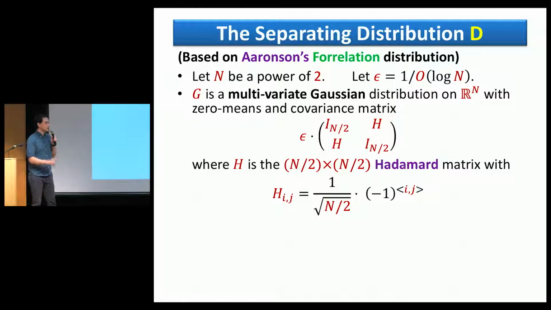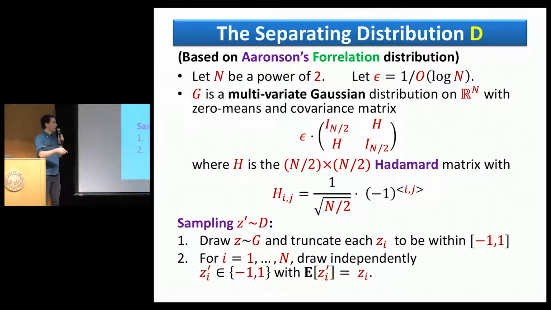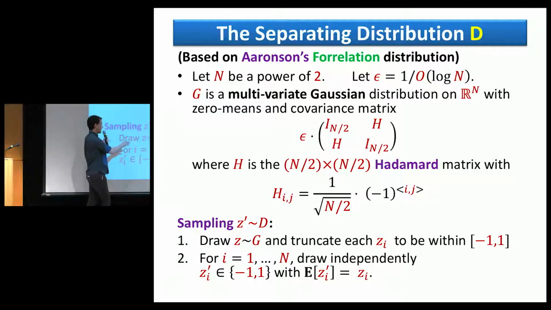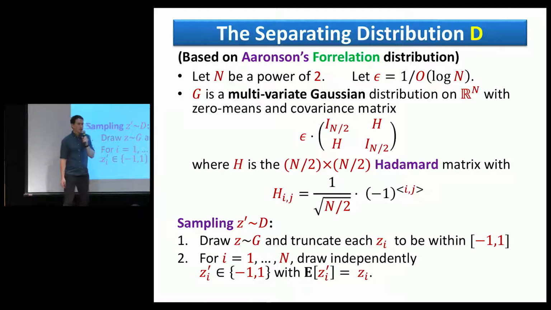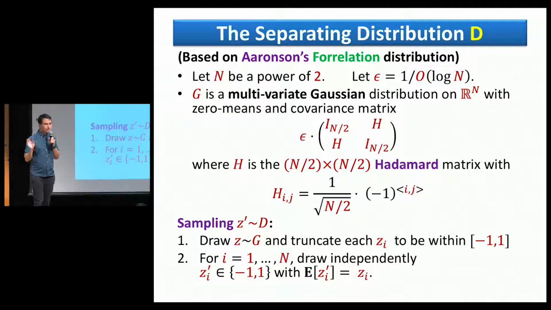All right, so this gives me a Gaussian distribution. How do I get the discrete distribution from it? Well, the idea is to first sample z according to g. This gives me a bunch of real numbers. Then I'm going to truncate these numbers. So if a coordinate is bigger than 1, I make it 1. If it's smaller than -1, I make it -1. If it's in between, I'm not doing anything. I'm keeping it as is.